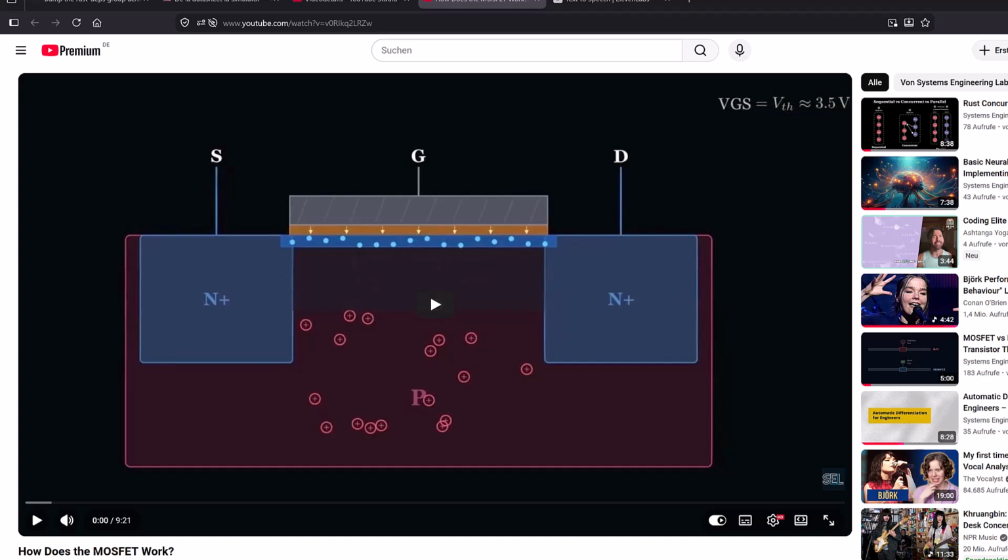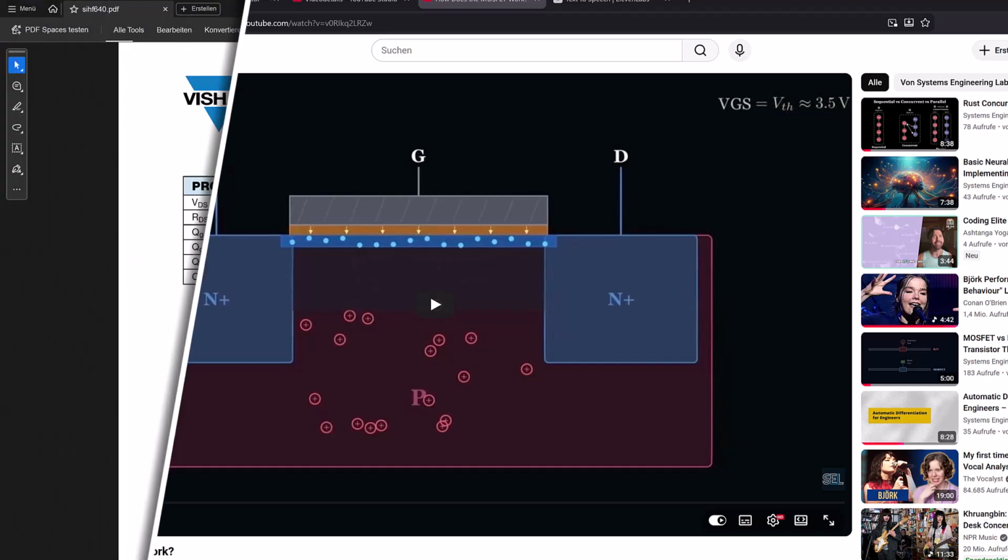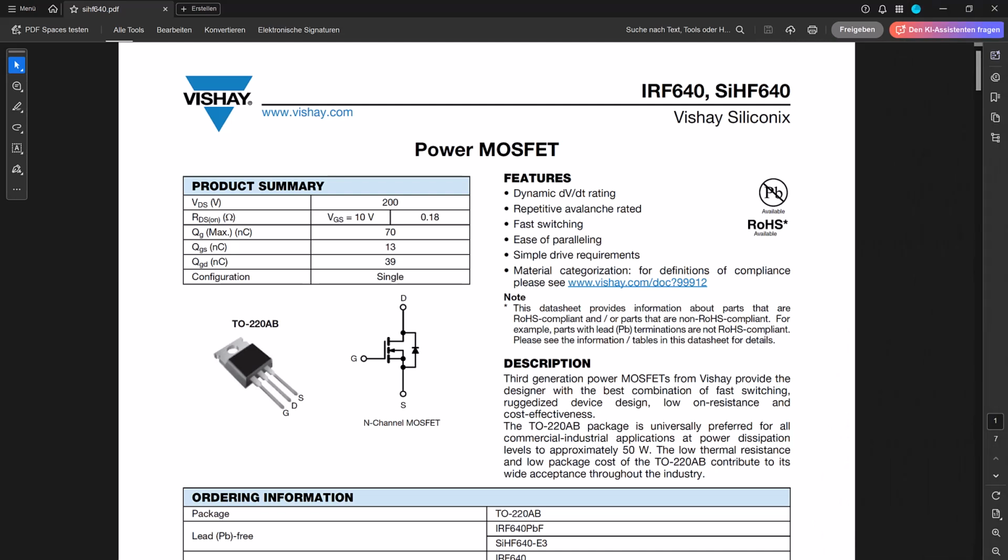In lesson 1, we looked at what a MOSFET is physically: the substrate, the oxide, the gate, the channel that forms under the right conditions. Today, we take a completely different step, but an absolutely essential one. We learn how to read a datasheet properly.